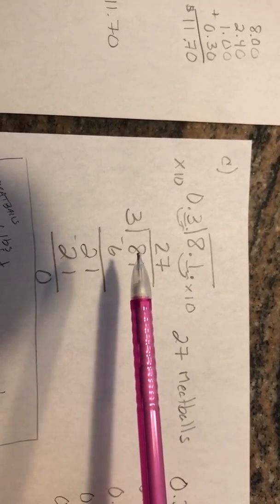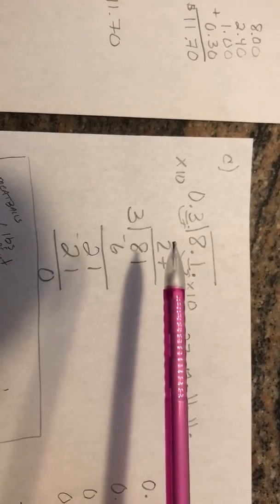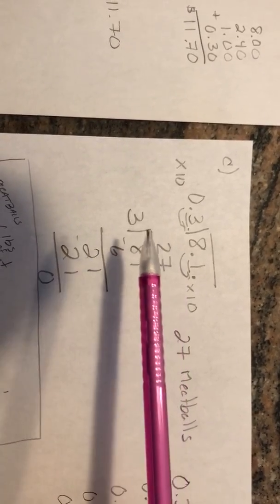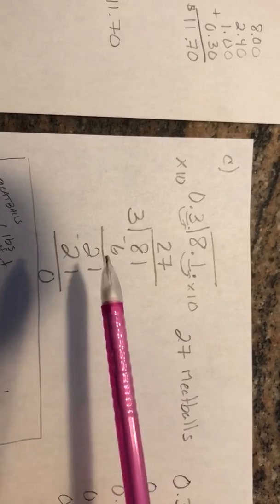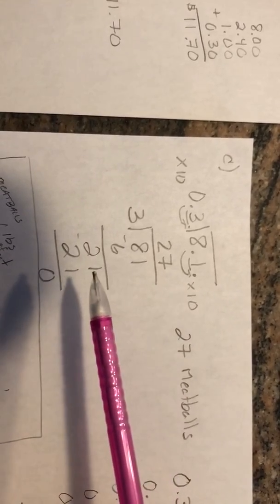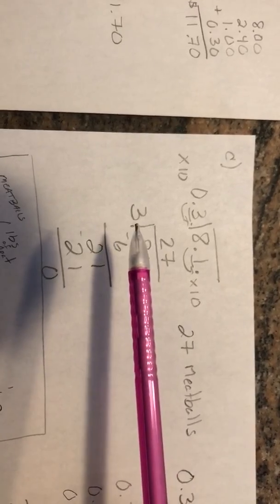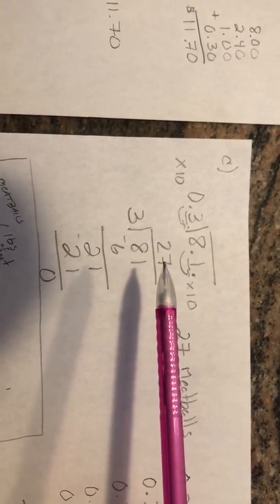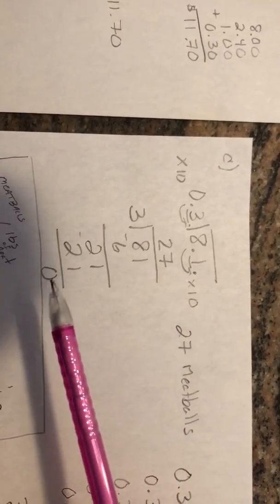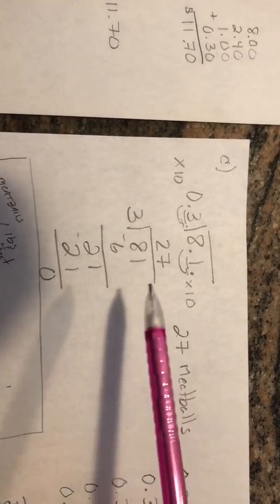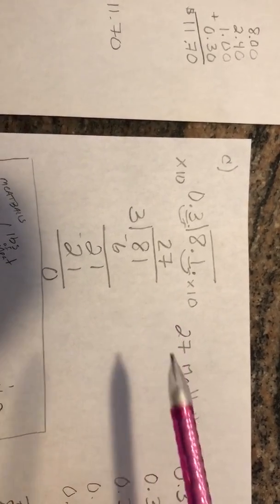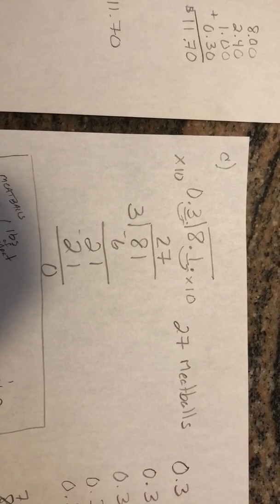So at this point, if I have 8, how many groups of 3 can I make? 2. 2 times 3 is 6. 8 minus 6 is 2. And then we bring down the 1. So this becomes 21. If I have 21, how many groups of 3 can I make? 7. 7 times 3 is 21. And we have nothing left over. So she's able to make 27 meatballs out of this.